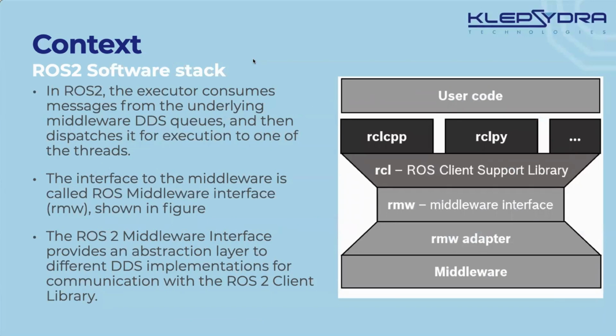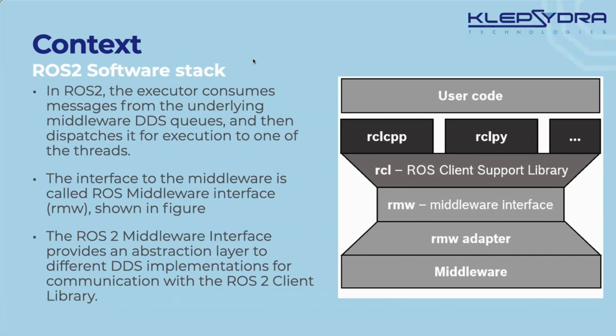So how does ROS2 work? What is the ROS2 stack? In ROS2, the main concept is the so-called executor, which is the part of the application in charge of consuming the messages that come from the middleware. Usually, in the case of ROS2, it's a DDS middleware. So it's in charge of dispatching those messages to the application.